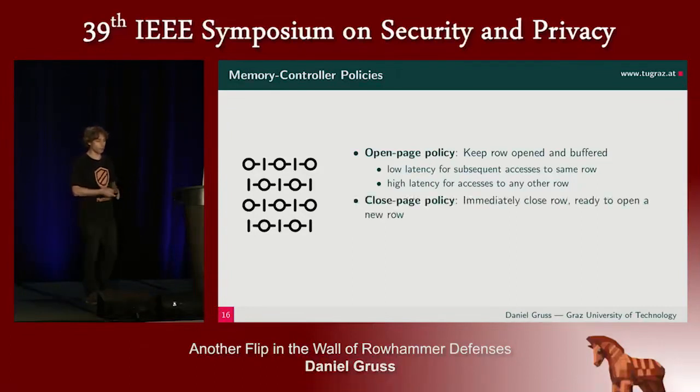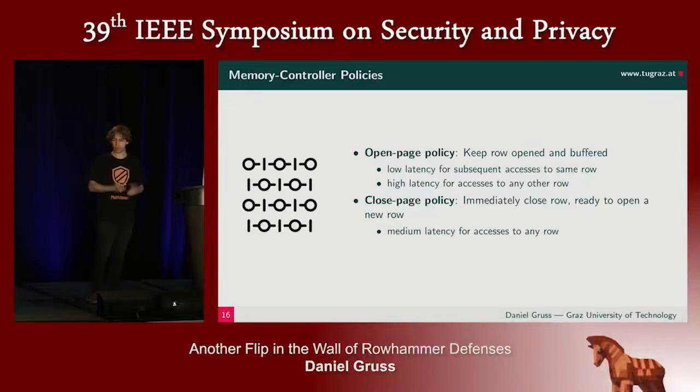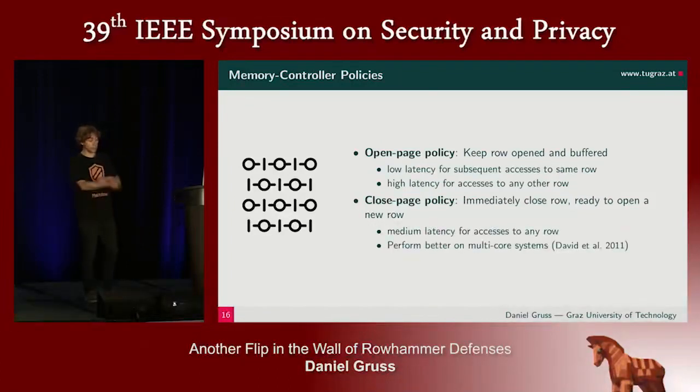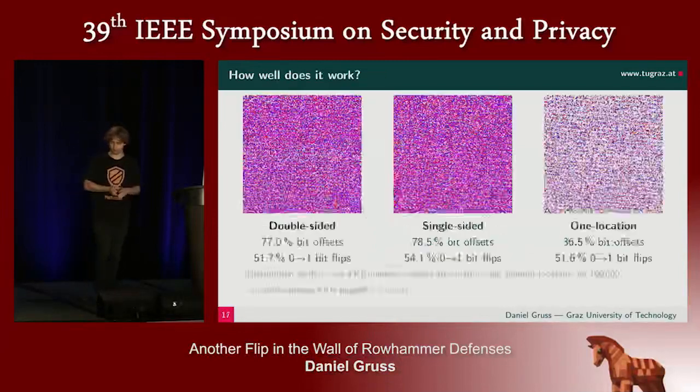closed page policy. There you immediately close a row and are ready to open a new row, so you have a medium latency for accesses to any row, including the row that you have just opened before. So it's just a trade-off in this case. It has been found that these perform better on multi-core systems because there you have the memory accesses from different cores, and usually they are not so much related to each other.